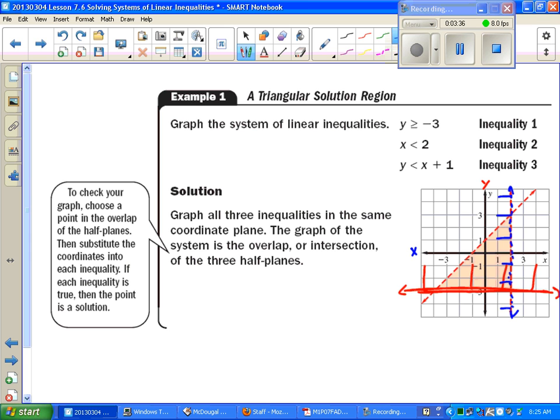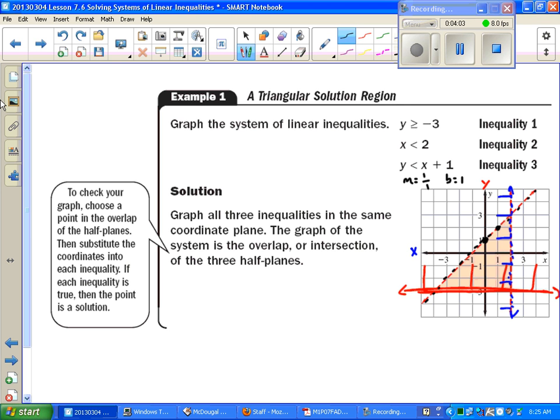And then the last one, y is less than x plus 1. Your b value is 1, so you need to start at 1. Your m value is not shown, but it's the one that's in front of the x. It has to be over 1. So you go up 1 and over 1 for your second point. And since it's less than and not or equal to, that's why it is a dashed line.